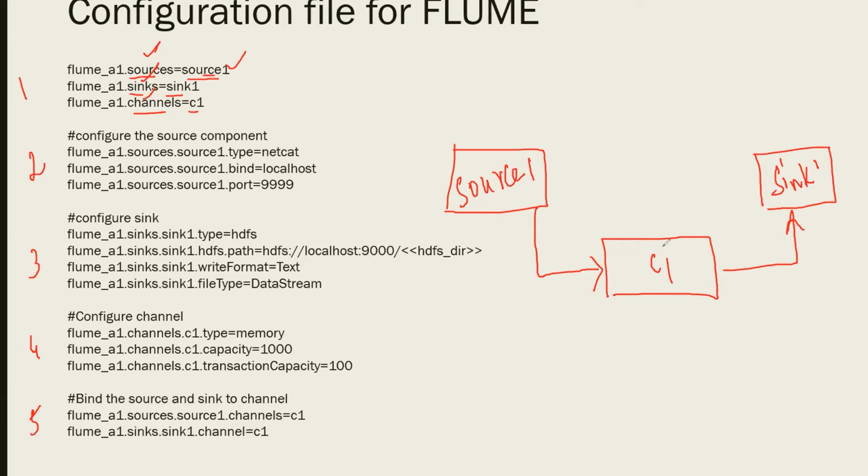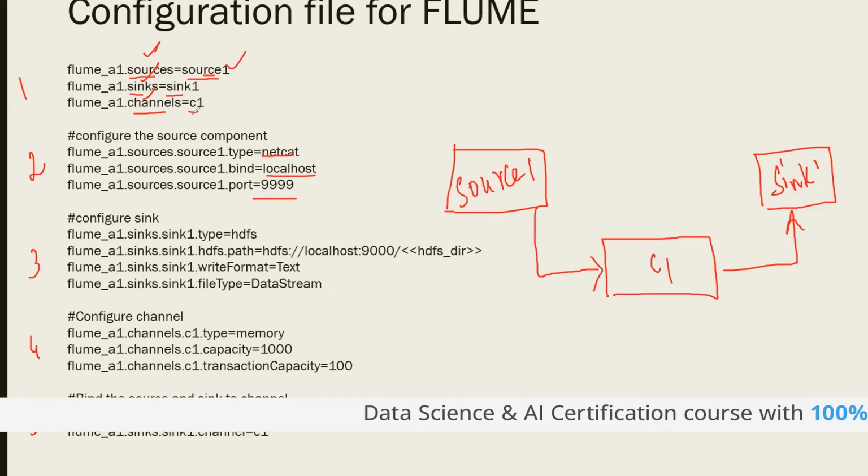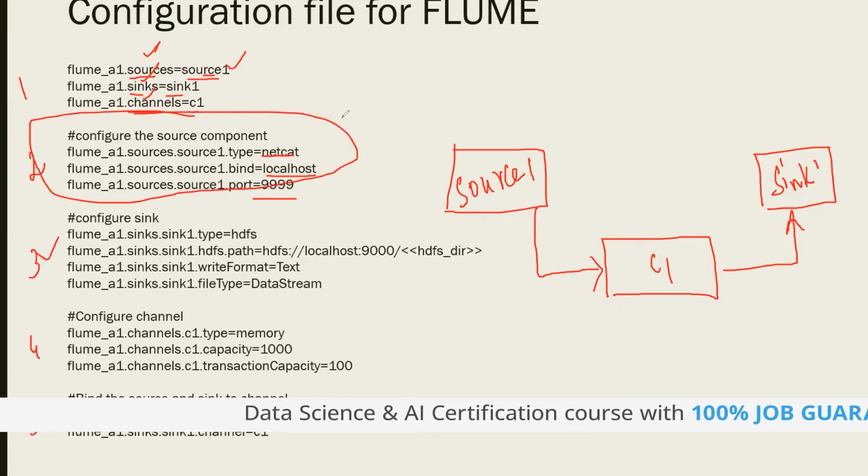Now, the second bunch of lines explains the details of your source. I need to mention from where I will read the data. It can be a web server or a netcat, any kind of server, so specify the details of them. For example, I'm going to show you a netcat. So I'm writing netcat, and it is inside my single machine itself, running on this particular port. So the source configuration is done, and then we come to the sink configuration.